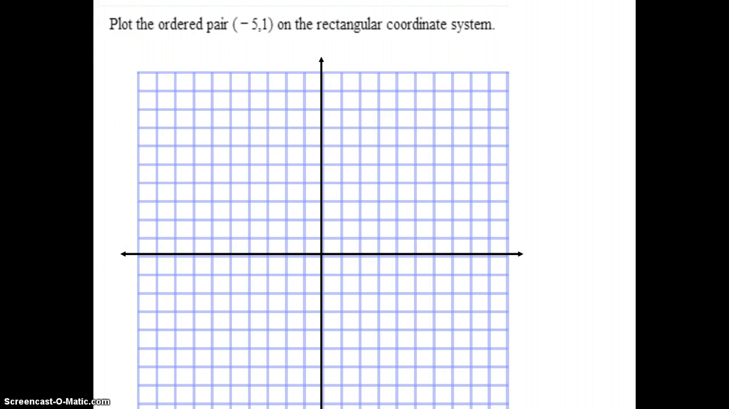Okay, now, the rest of this is going to be a little bit about graphing points, at least the next section. So negative 5, 1. So you start at 0, negative 5 is this way. So 1, 2, 3, 4, 5, and then up 1.